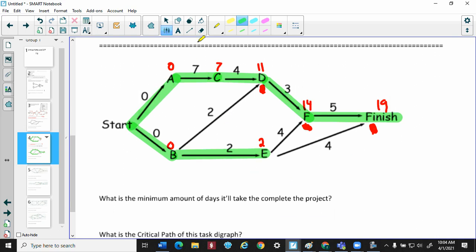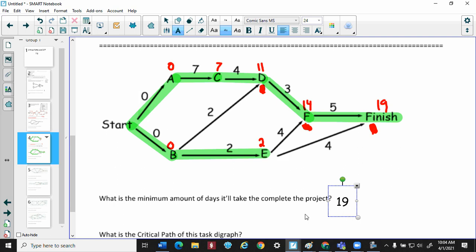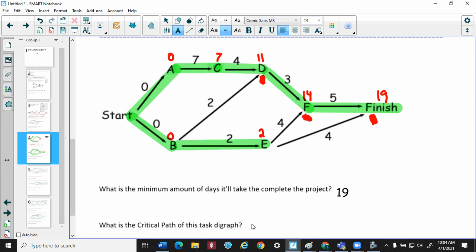So how many days will it take to complete the project? It would take 19 days. What is the critical path of this diagram? Start, comma, A, C, D, F, finish. There we go. That's how easy it is.